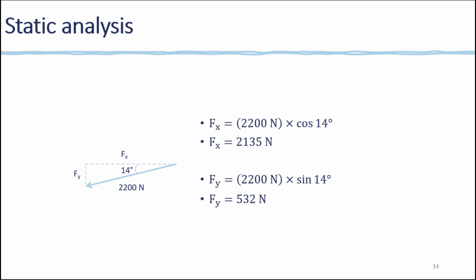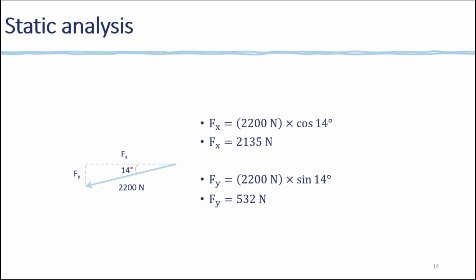In order to use these equations separately, we need to make sure that all of the forces in our free body diagram have been resolved into their horizontal and vertical components. Most of the forces in this situation already are, except for the force of 2,200 newtons from the cable, this force here, because that force is acting at an angle of 14 degrees below horizontal. So the first thing we need to do is resolve this force into its vertical and horizontal components. So these two components here.